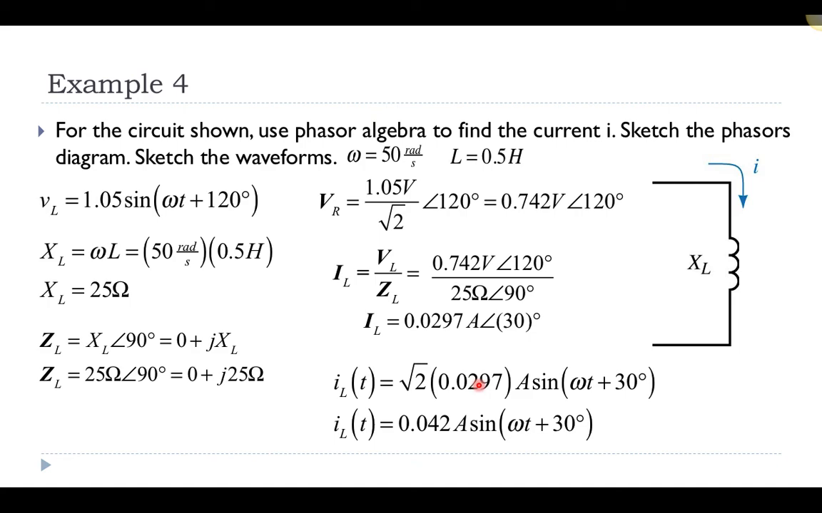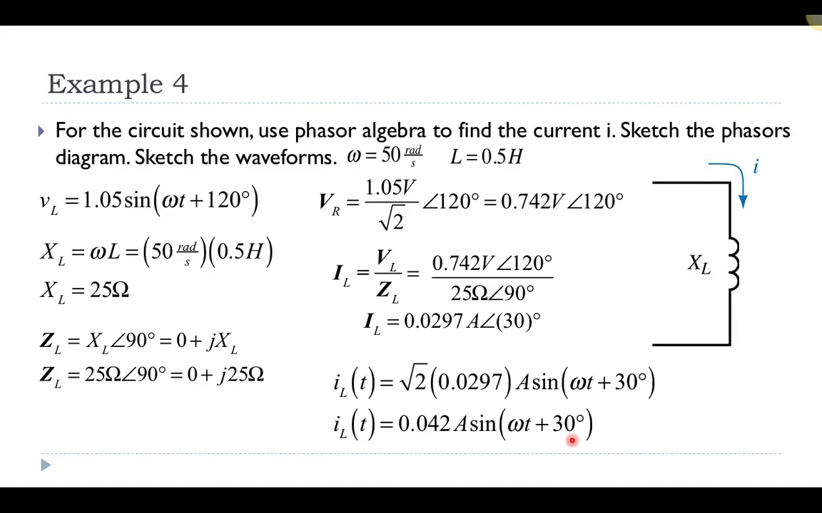If I want to write this back in terms of sinusoidal form, I have to take the effective value in my phasor notation and multiply by the square root of 2. And then I can write this as sine omega t plus the angle of 30 degrees, which gives me 0.042 sine omega t plus 30 degrees. And the one thing that I notice is that the voltage across the inductor, which has an angle of 120, is leading the current through the inductor by 90 degrees because this is 30.